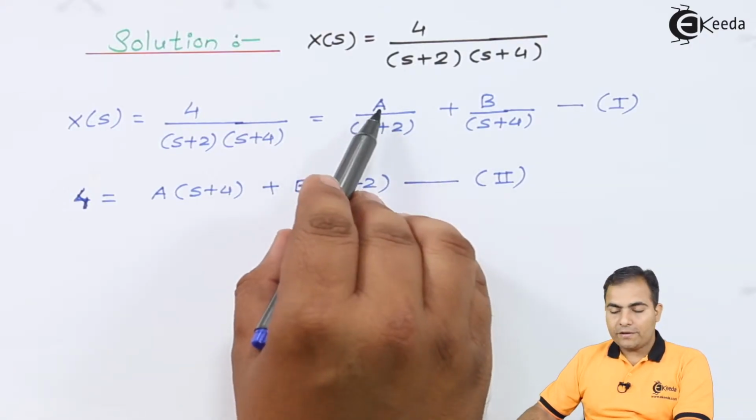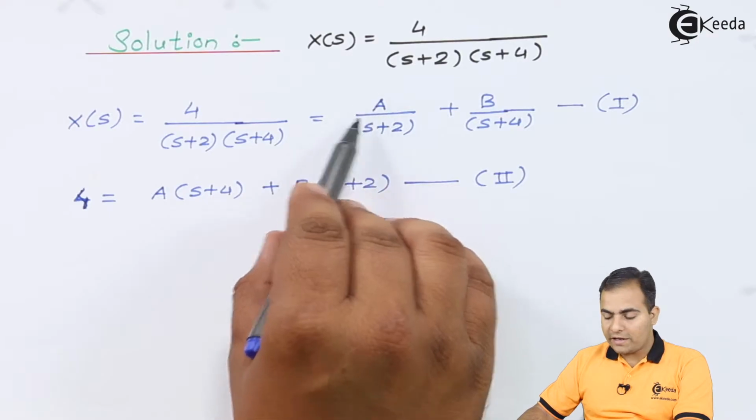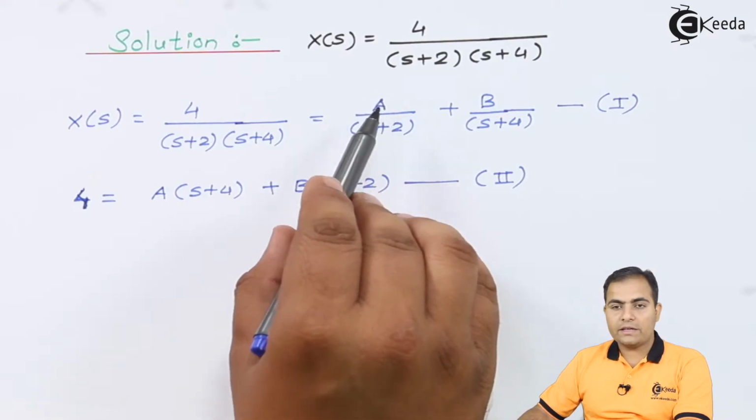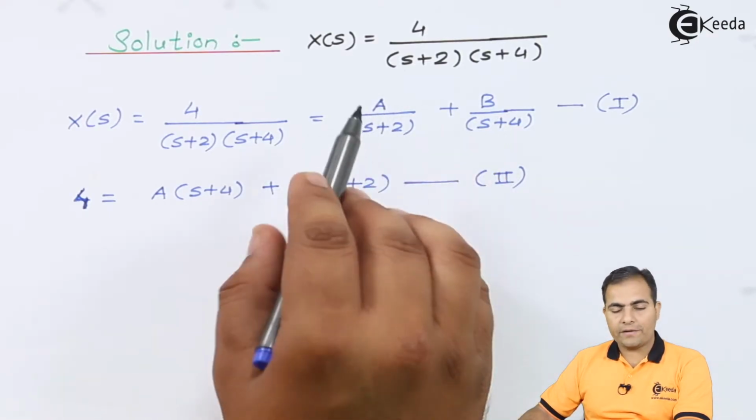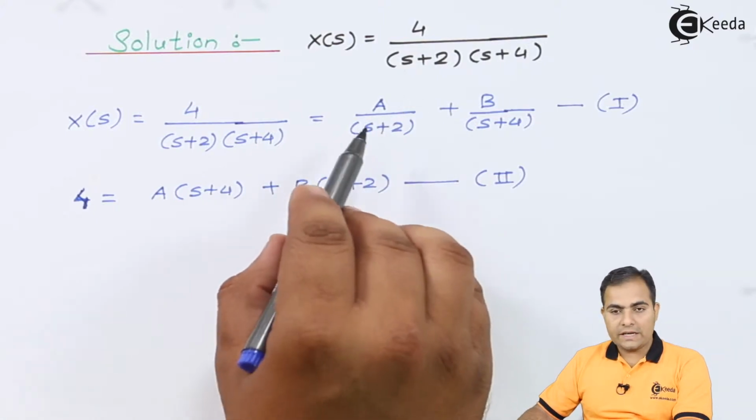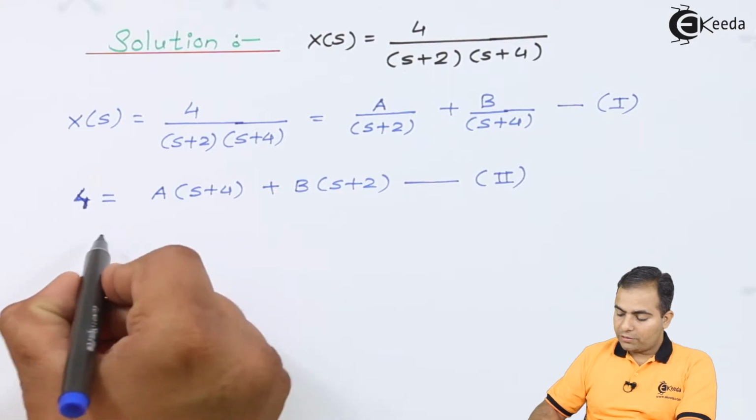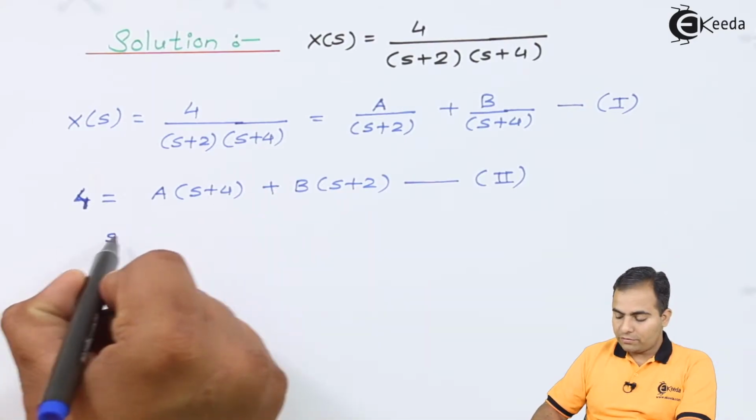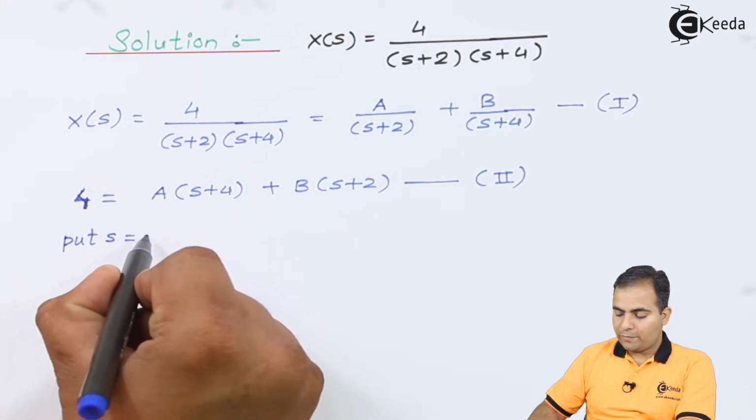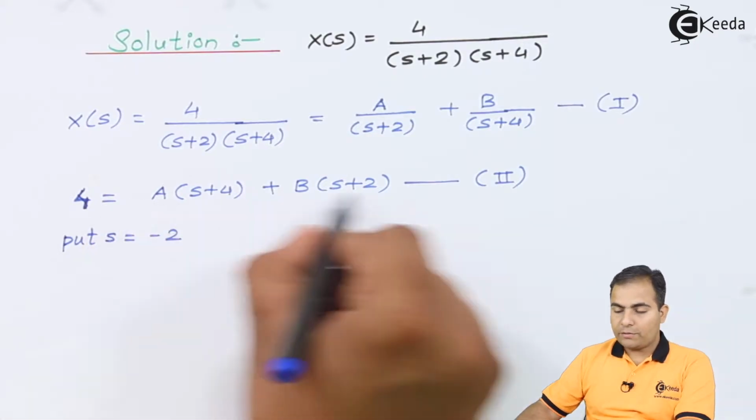So simply, if we want to find out any variable value, then always equate the denominator value equal to 0 and find out the s value, and use the same s value to substitute in the equation. So here the s value is minus 2. So I'm putting s equals minus 2 in equation number 2.